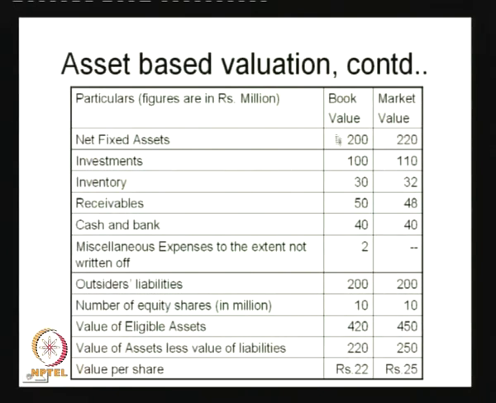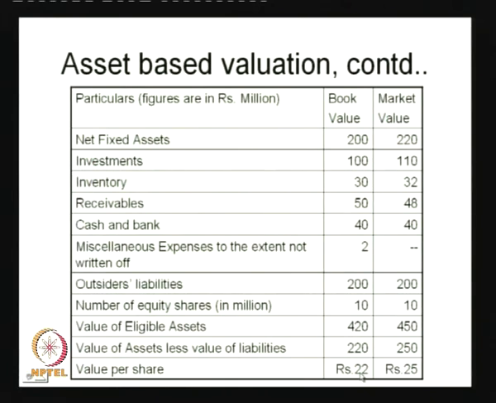So, in that way, the total value of all the assets except this miscellaneous expense to the extent not written off, because it is a fictitious asset, is not eligible for valuation of the equity. So, the valuation of eligible assets comes to 420, and then the valuation of assets less liability of 200 comes to 220. So, 420 minus 200 comes to 220, and the number of shares is 10 million, and then the value per share becomes 220 divided by 10, that is rupees 22.